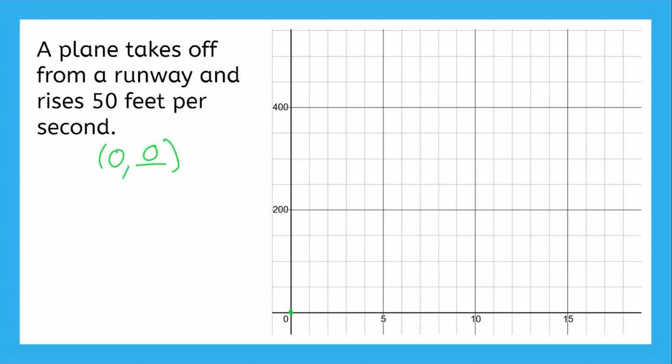And from there, we can use the slope, 50 feet per second. So the plane's height increases 50 feet for every 1 second that passes. Now we can draw our line through these points.